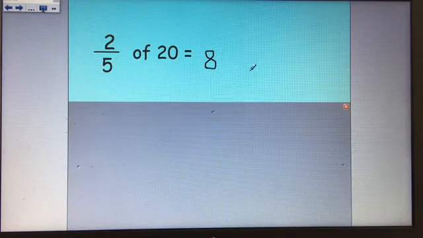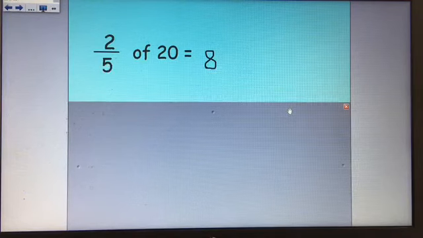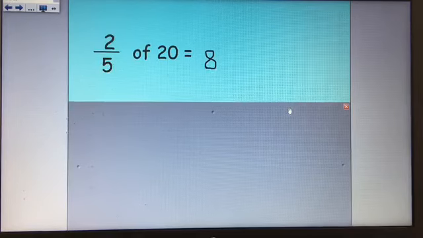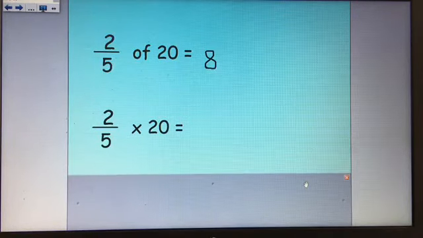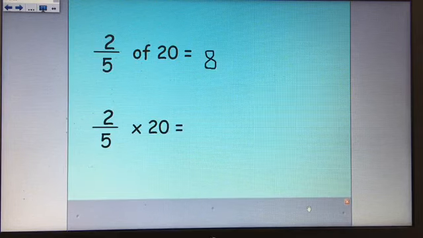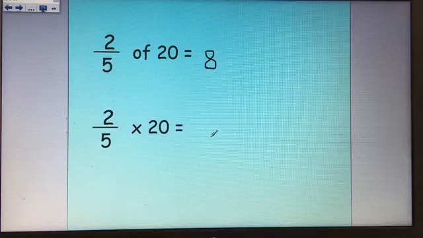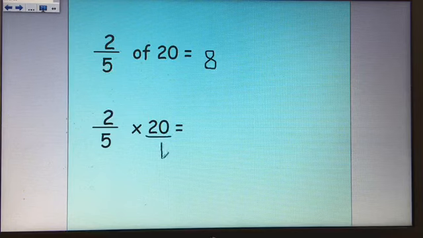So 2/5 of 20 is 8. Now, as I said before, I'm going to try and demonstrate that the word "of" and the word "multiply" mean the same thing. So here's a multiplying fractions type question. If I had 2/5 times 20, well, let's change 20 into 20 over 1, because we know what that is as a fraction.